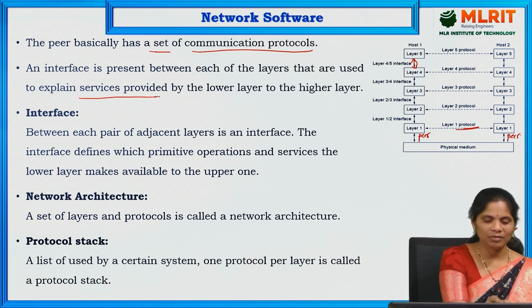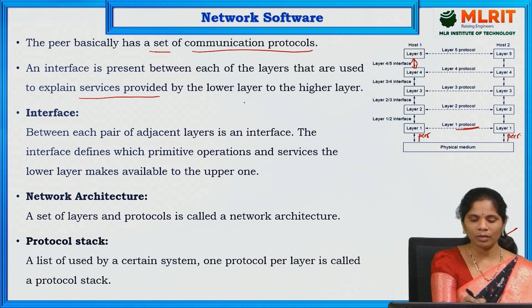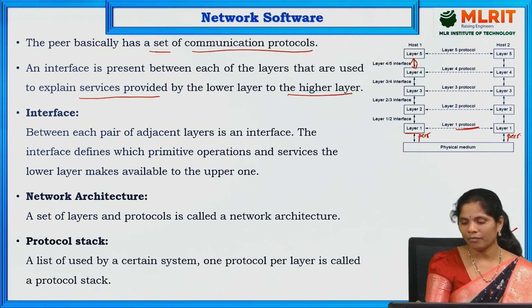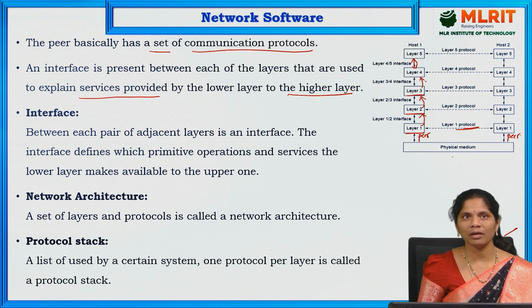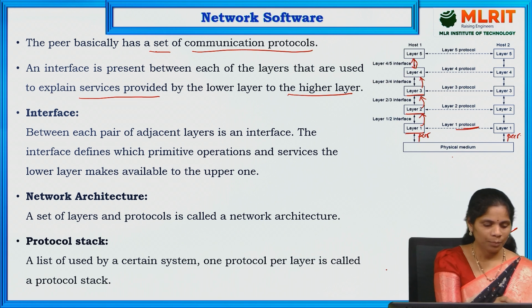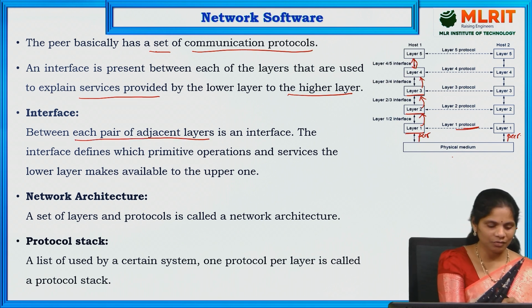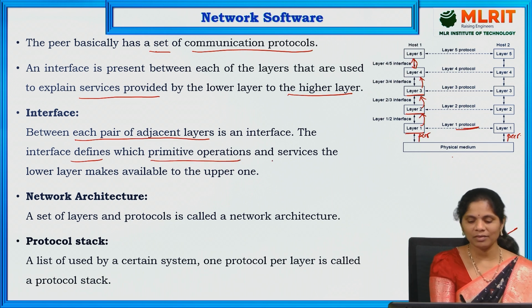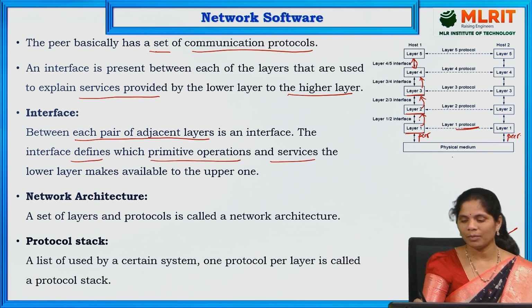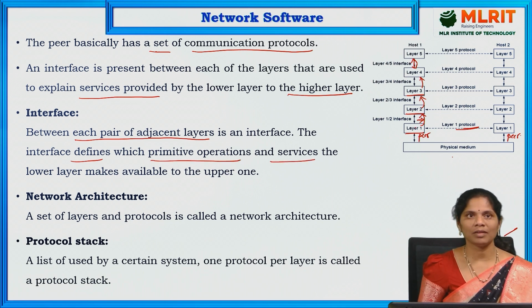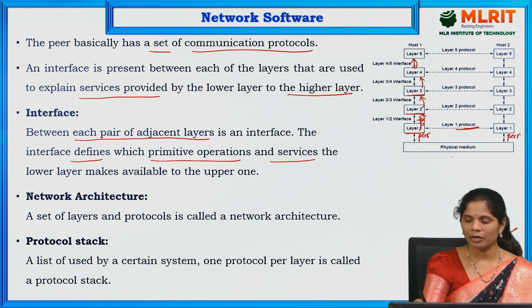To explain the services provided by the lower layer to the higher layer: layer 1 is providing services to layer 2, layer 2 is providing services to layer 3, and layer 3 is providing services to layer 4. Like that, the interface is going to work. Between each pair of adjacent layers, we are going to use an interface. This interface is mainly for primitive operations and services, for performing operations and services between the layers, from the lower layer to the upper layer.